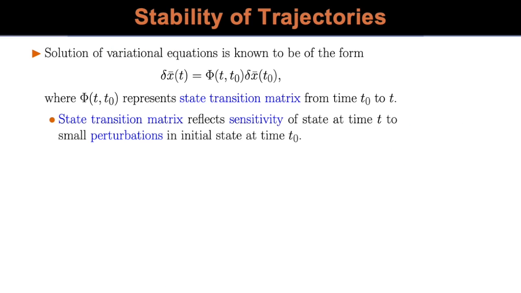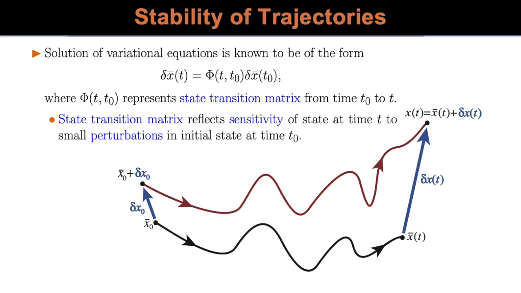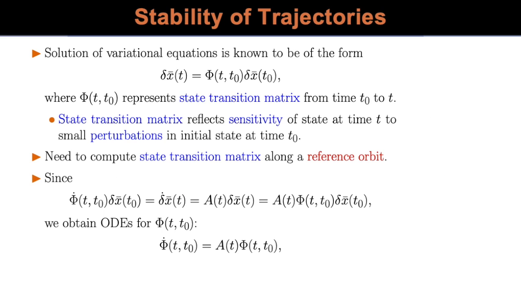So these solutions of the variational equations are known to be of this form. The delta x at some time t is a matrix times delta x at the initial time. So delta x at some time t equals this matrix phi times the initial delta x. This state transition matrix encodes everything we want to know about the sensitivity of this reference trajectory, and we need to compute it along a reference orbit.